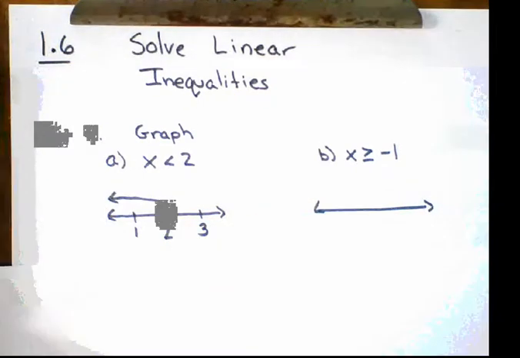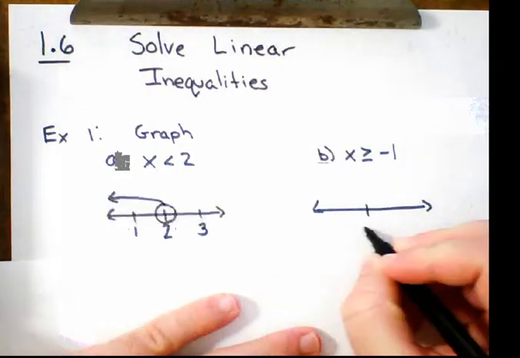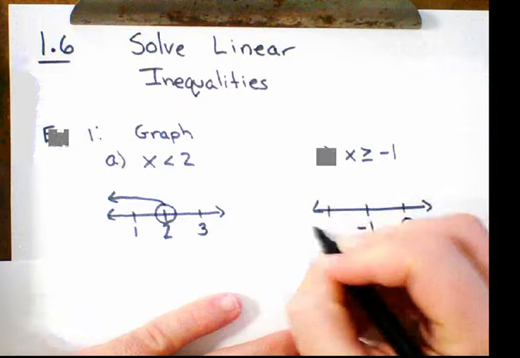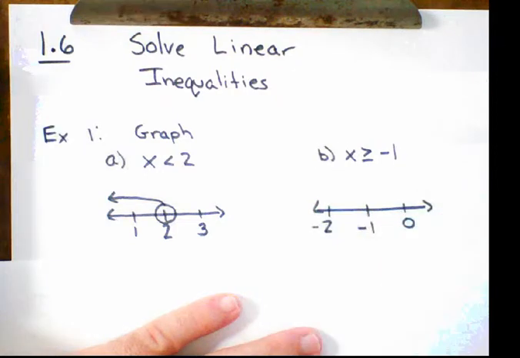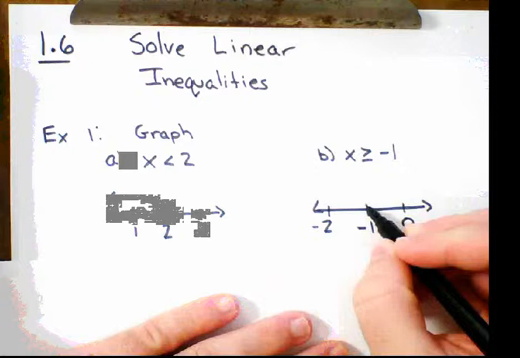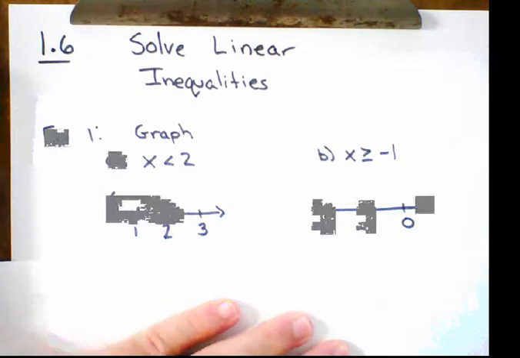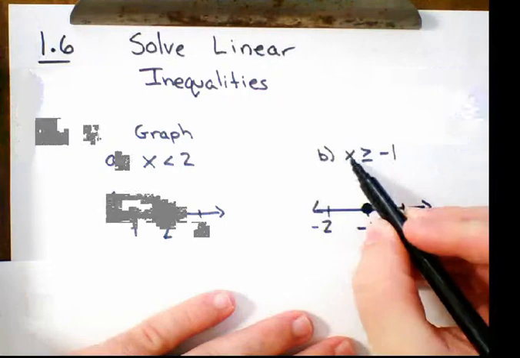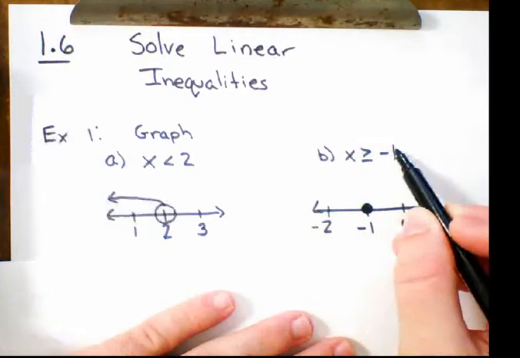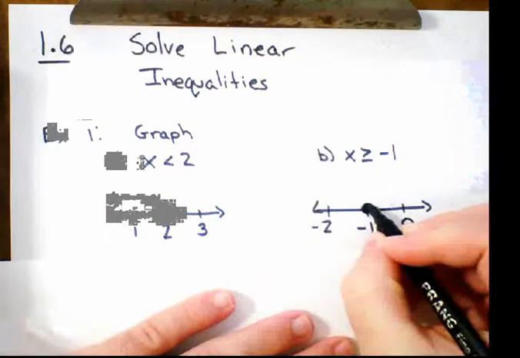Okay. Example B, pretty much the same thing. We'll have -1. A number to the right is 0. A number to the left is -2. This time it does have the equal to mark. So instead of an open circle, we're going to have a closed circle, meaning that it includes that value of -1. And if you read this, it says x is greater than -1, which means it's going to be all values that are higher than -1, which is all values to the right.